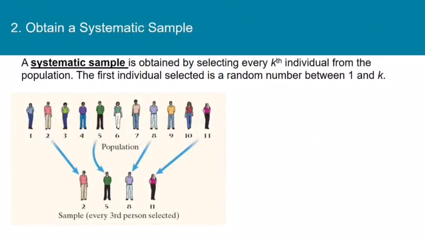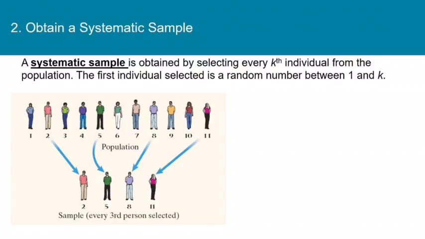Our next sampling method is called systematic sampling. A systematic sample is obtained by selecting every kth individual from the population. So you start by choosing a random number between 1 and k, and then you include that person and then every kth person after that.